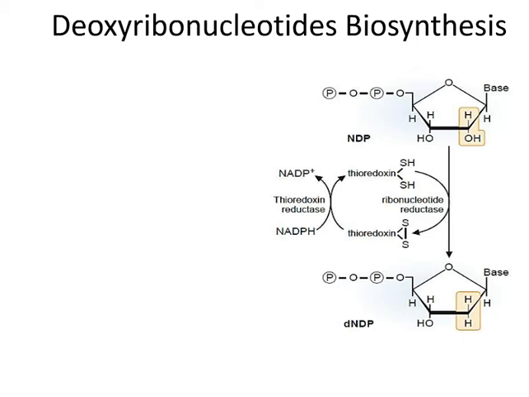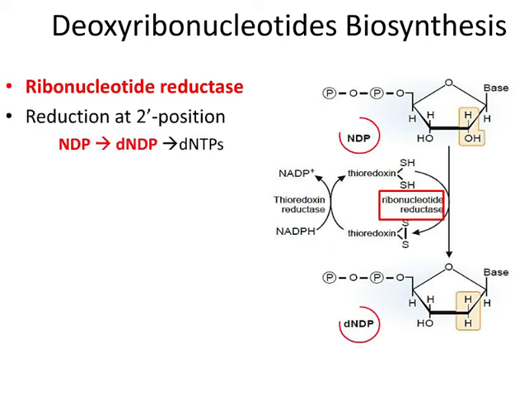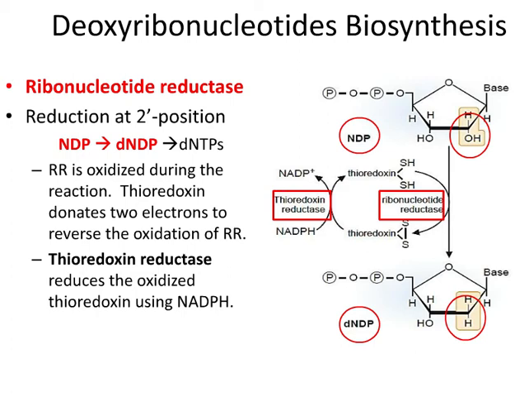Cell division requires synthesis of deoxynucleotide triphosphates. This is accomplished by activating the enzyme ribonucleotide reductase, or riboreductase for short. Riboreductase catalyzes the reduction of nucleotide diphosphates at the 2' position. Deoxyribonucleotide diphosphates are then converted to deoxynucleotide triphosphates by the activity of nucleoside diphosphate kinase.